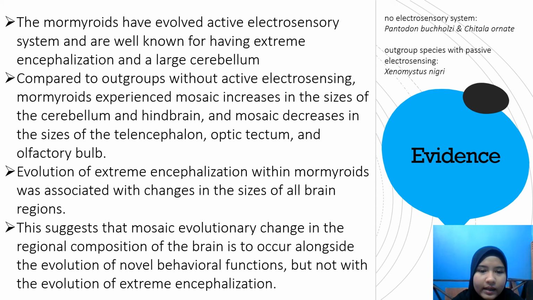Evolution of extreme encephalization within Mormyridae was associated with changes in the size of all brain regions. This suggests that mosaic evolutionary changes in the regional composition of the brain occur alongside the evolution of novel behavioral function, but not with the evolution of extreme encephalization.